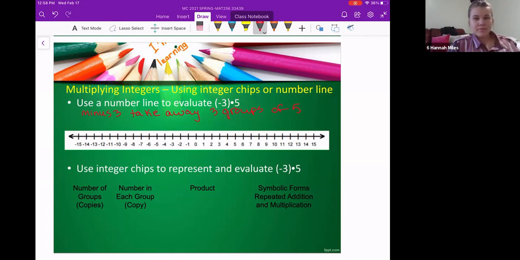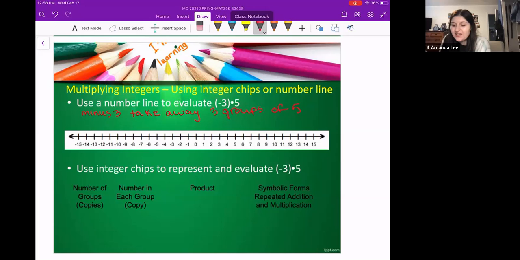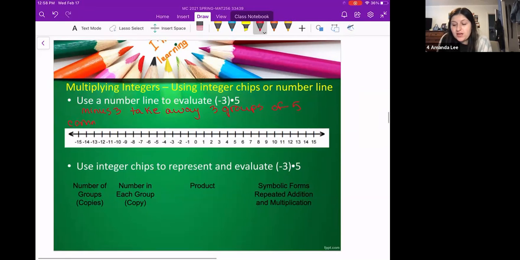What are some other ideas? I was going to say I used the commutative property of multiplication because we know -3 times 5 would be the same as 5 times -3. So then I had 5 groups of -3, and that was like what we did in the last problem. So I got -15.